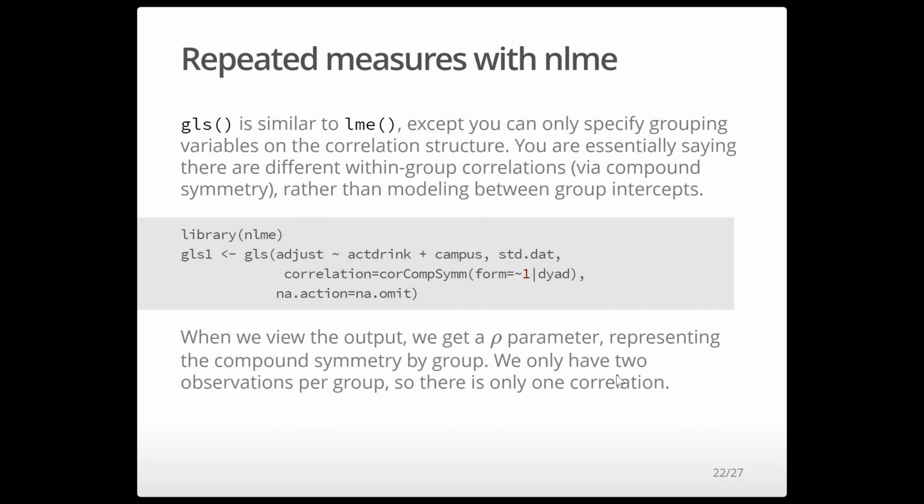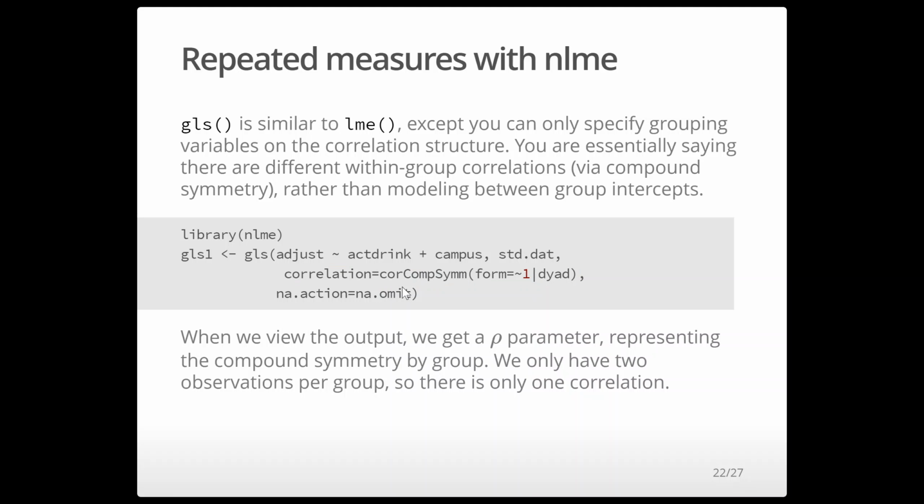So gls is similar to lme. The only difference is that you can only specify grouping variables in the correlation structure. So what you're essentially saying is that there are different within-group correlations, and we're using this approach called compound symmetry, which you talked a little bit about in lecture, and I think Dr. Chan will probably clarify a little bit more in lecture next week. So we call this with corCompSymm under the correlation argument.